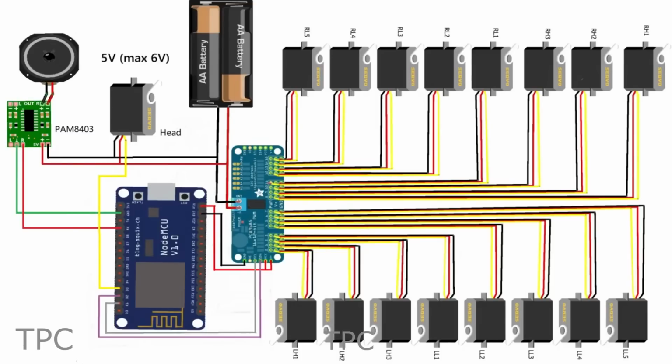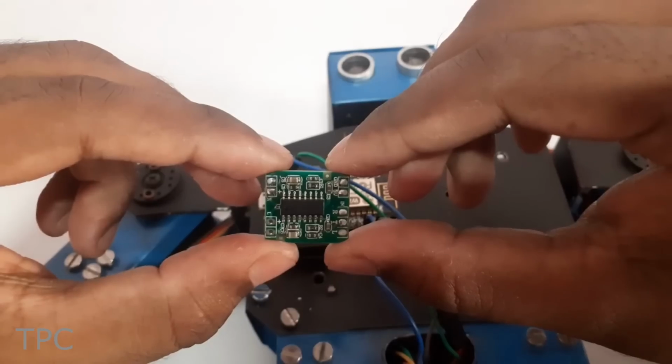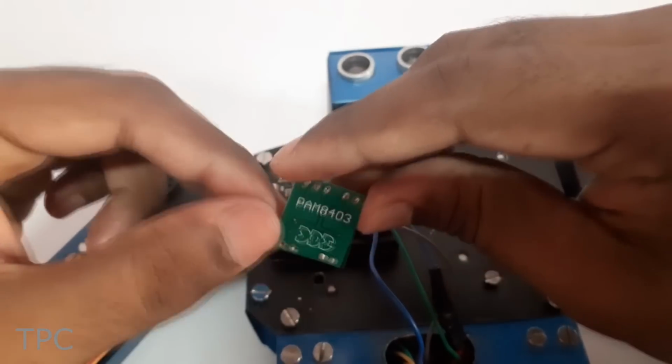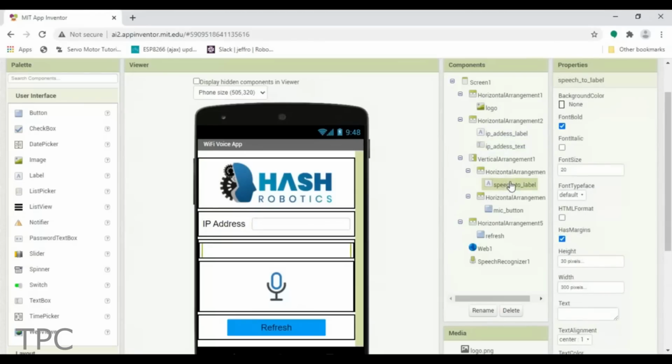Here is the circuit diagram of the humanoid robot that gives us an idea of the working of the robot. So, by adding a PAM8403 audio amplifier and a speaker, you can turn any ordinary robot into a cool interactive one.